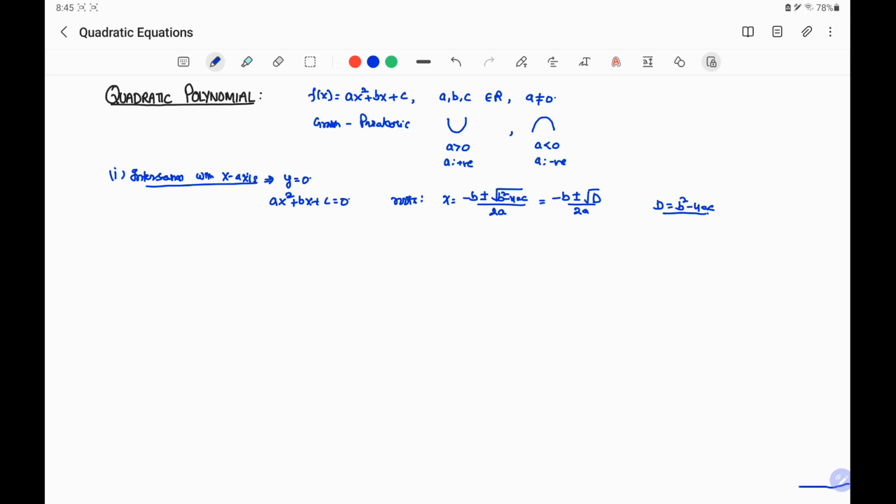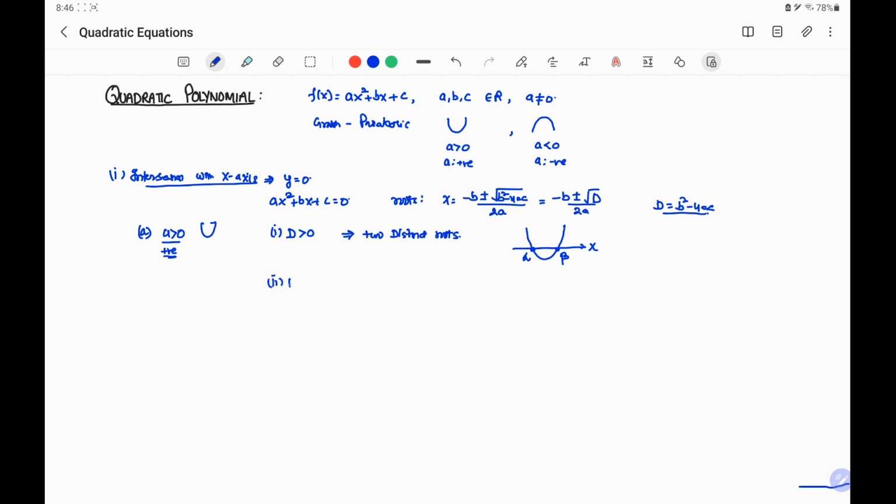Now we consider the first case, that a is greater than 0. It is a parabola with upward opening. A greater than 0 refers to the positive value of a. So there are three subcases. Number one, the discriminant D is greater than 0. It means two distinct roots. That means the graph cuts the x-axis at two different points, and the shape can be drawn like this. This is the x-axis, and the parabola will cut at two points, alpha and beta. Alpha and beta are the roots.